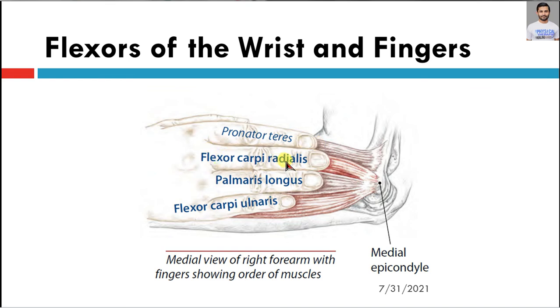Then there are the flexor carpi radialis, the palmaris longus, and flexor carpi ulnaris. Again, there is a very important clinical condition that arises from this part, called medial epicondylitis, or golfer's elbow. It is very similar to tennis elbow, but the location is different. It is on the medial side, and the tennis elbow is on the lateral side.